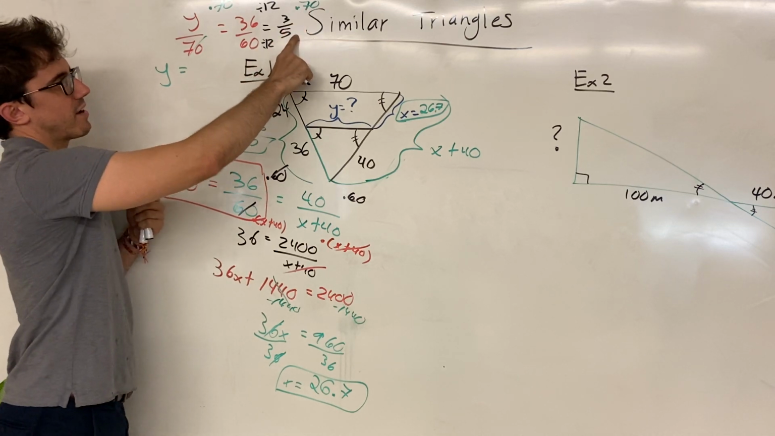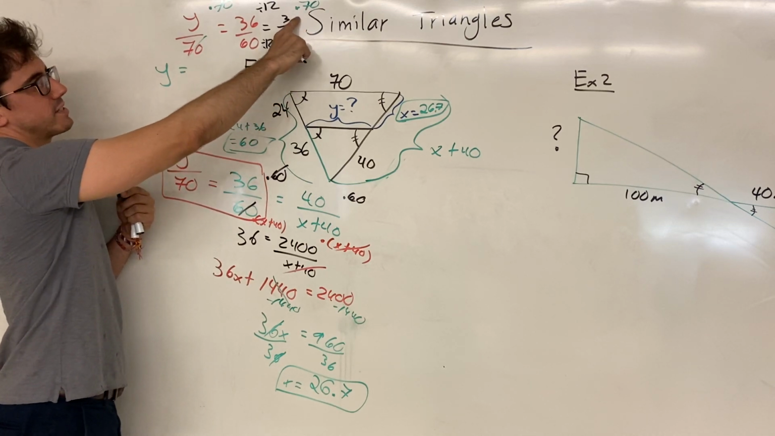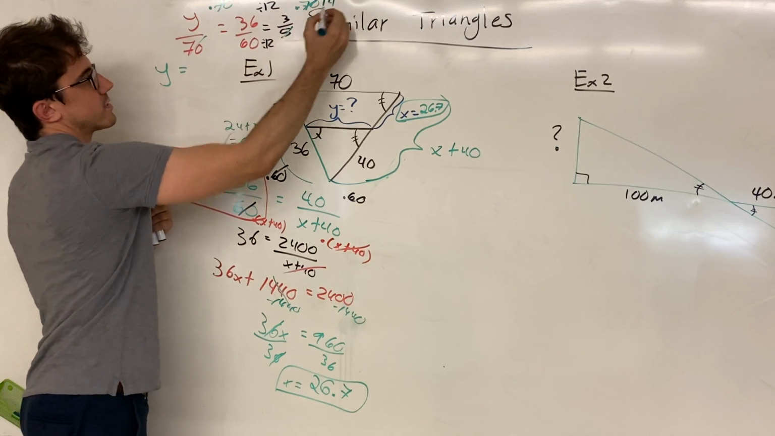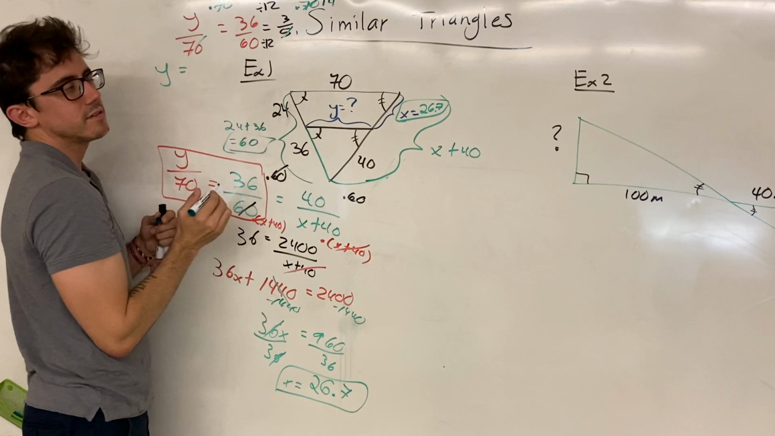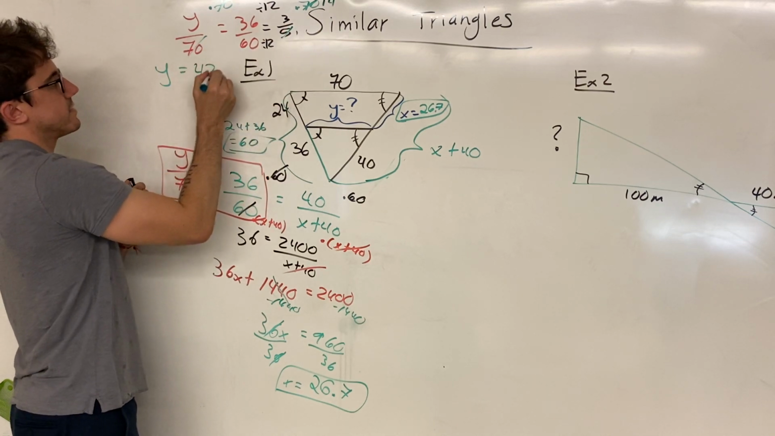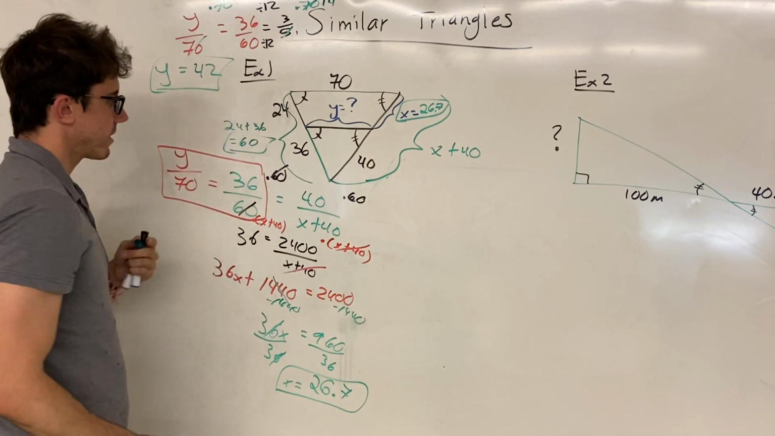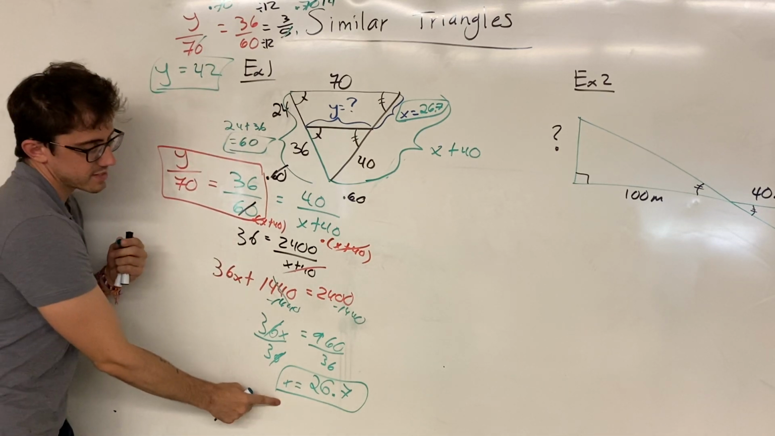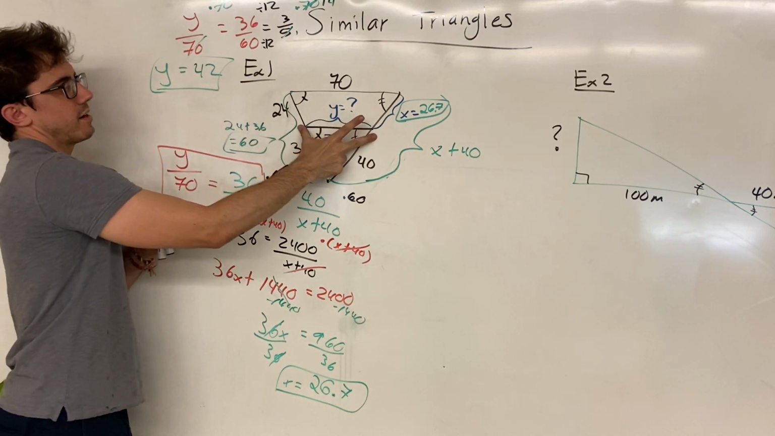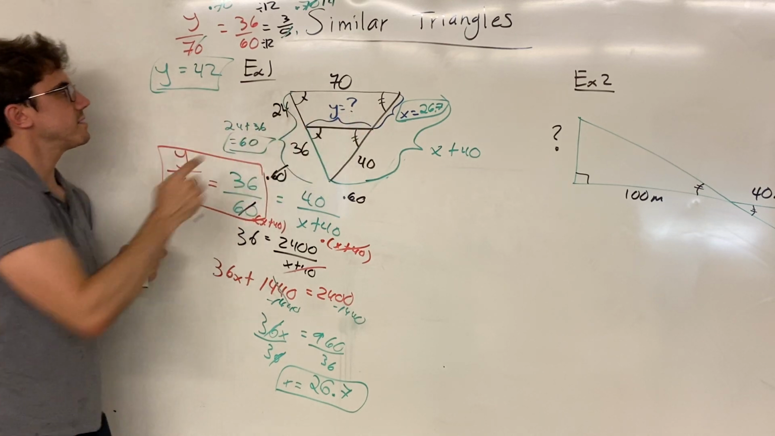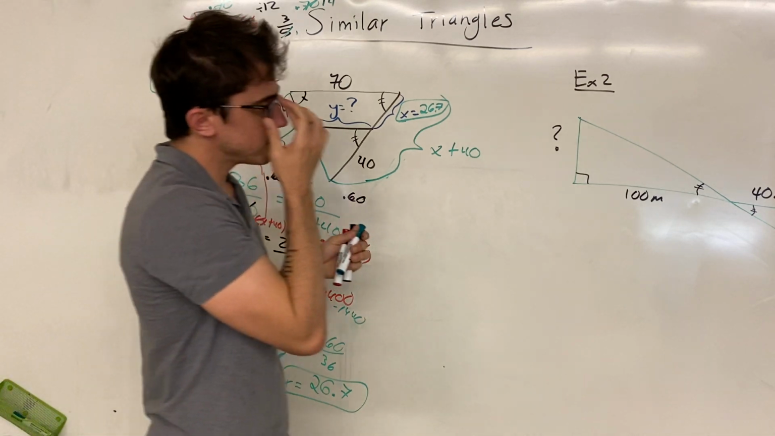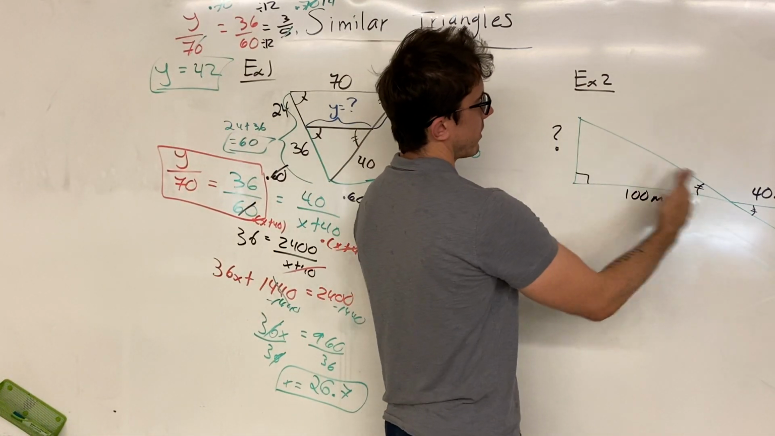70 divided by 5 is 14, and 14 times 3, so let's do that out. 70 over 5 simplifies to 14 over 1, and now 3 times 14 over 1 is 42. And so there is our second value. So our x is 26.7 over here on the top right side, and our y, our smaller triangle's top side, has length 42.